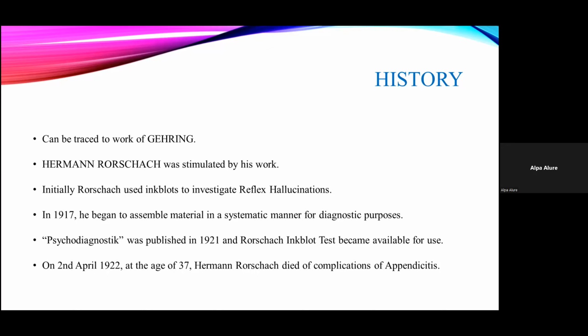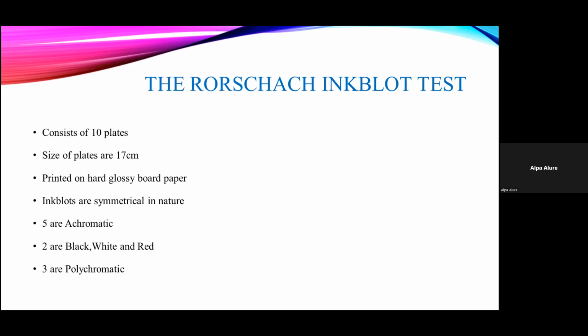But gradually he started showing these cards to various people, and he assembled a lot of material for diagnostic purposes. And his book, Psychodiagnostik, was published in 1921, and the Rorschach Inkblot test became available for use at that time. Unfortunately, Hermann Rorschach died at an early age of 37. And had he been alive, I guess the interpretations or what he had in mind for the test and the diagnosis and the interpretation and scoring would have been a little different than what it is now.